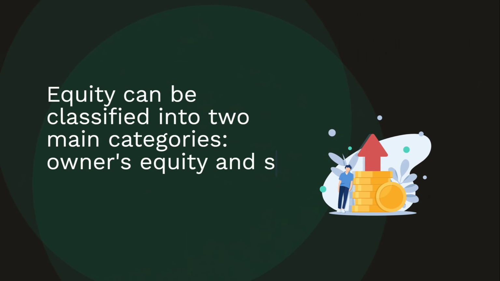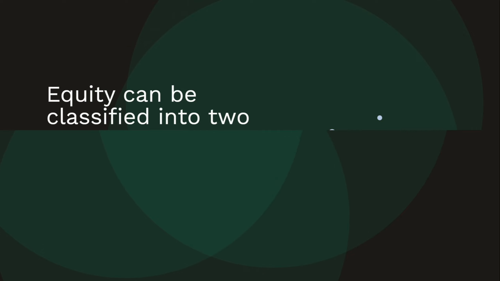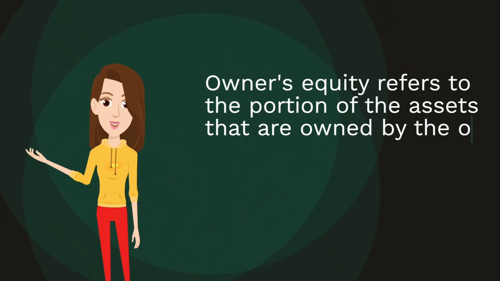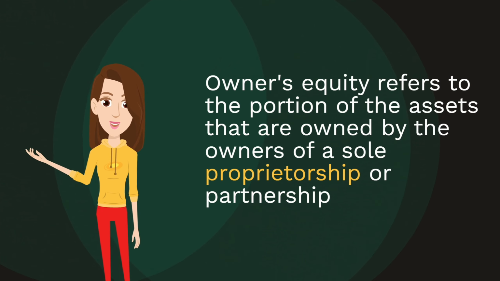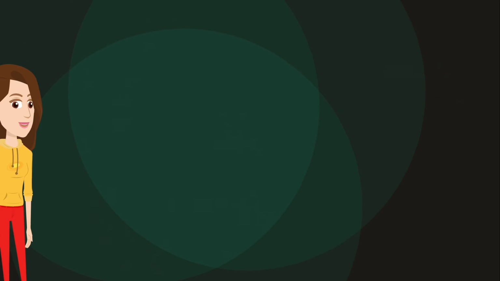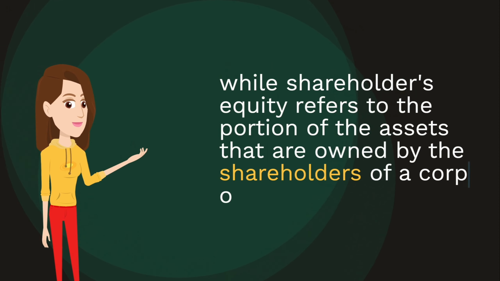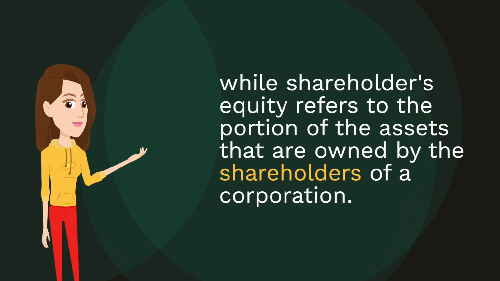Equity can be classified into two main categories: owner's equity and shareholders' equity. Owner's equity refers to the portion of the assets that are owned by the owners of a sole proprietorship or partnership, while shareholders' equity refers to the portion of the assets that are owned by the shareholders of a corporation.